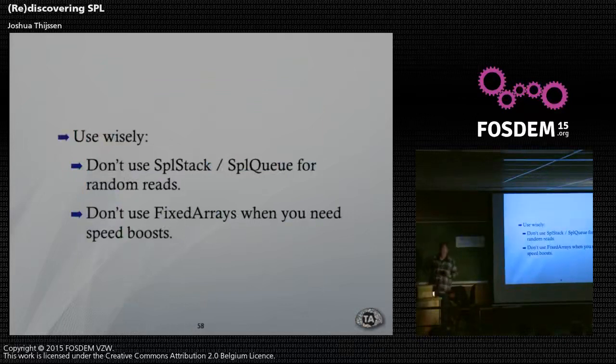Don't use SPL stack or SPL queue when you do random reads. If you want to use element 6 and then 5000 and then 339, they're awesome if you want to do 1, 2, 3, 4, etc. So if you want to do sequential stuff, but not for random reads. Don't use fixed arrays when you need a speed boost, because if you look at the benchmarks, the speed boosts aren't there, depending on what you are doing. But you get a lot of things with normal PHP arrays which you can't get with fixed arrays. So, please use them wisely.